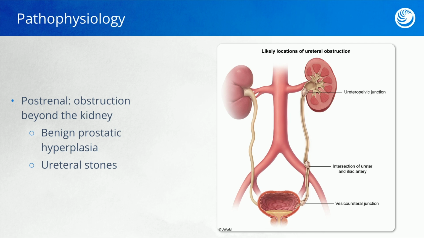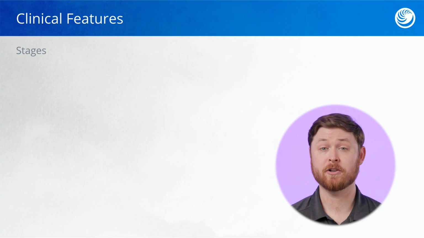Now, benign prostatic hyperplasia, or BPH, is an obstruction that occurs within the urethra, leading to buildup of urine into the bladder and can eventually back up through the ureters into both kidneys. While a ureteral stone is only going to affect one ureter and one kidney, however, both instances can lead to acute kidney injury. Clinical features of AKI occur in 3 stages.